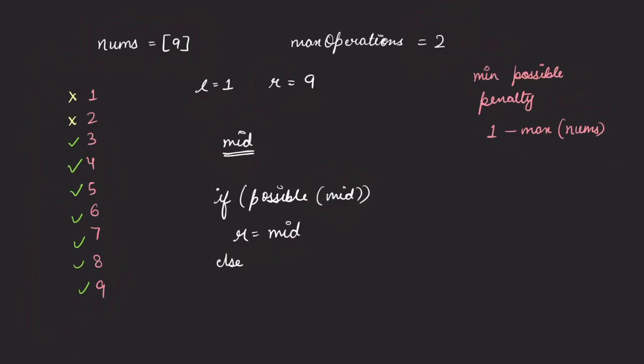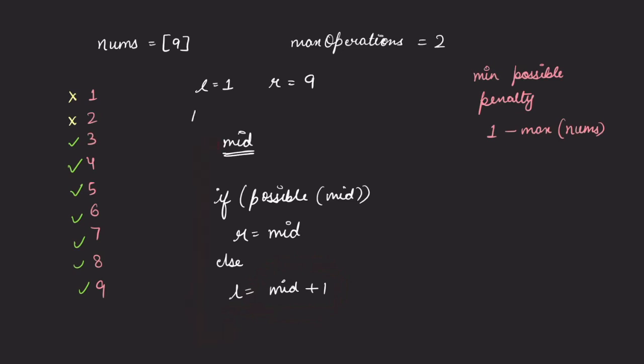Otherwise, if it is not possible, then we have to move towards the bigger numbers which are present towards the right. So we will shift our left, and our left will shift to mid plus 1. Now why here are we doing mid plus 1? Because for this particular mid, it is not possible to split, and if it is not possible to split, then I do not want it to be considered in the next range. That is why I am doing mid plus 1 over here. So this thing you can do.